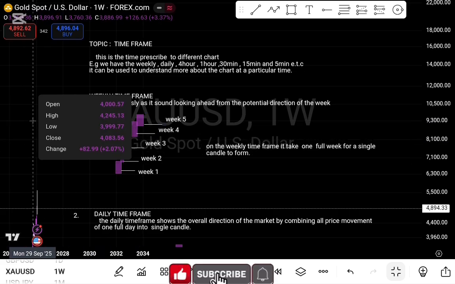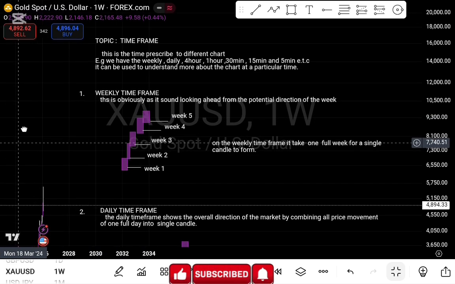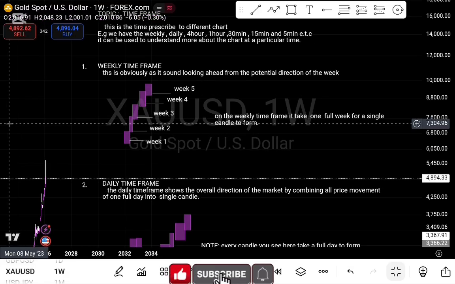So the weekly time frame helps us to understand the direction of the market. It helps us to have a clear insight on where the market is headed to. Without wasting much of our time, let's go to our live chart so that I will show you how the weekly time frame works.